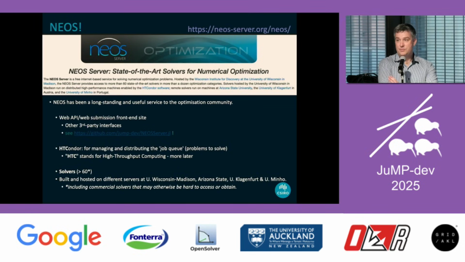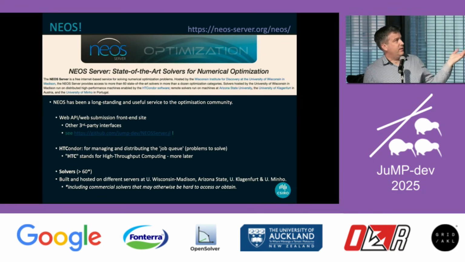When it was built, I think it's still very useful. It was state of the art at the time. It's a portal essentially for submitting jobs to solve optimization problems. The cool thing about it was that you could access solvers that you might not have access to, or you could try out lots of different solvers. It's been a long-standing service to the optimization community. You submit things either through a web form, or there's various third-party interfaces. We have our very own third-party interface, which is developed by Oscar, which is Neos Server.